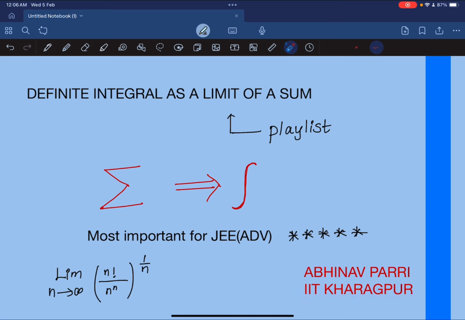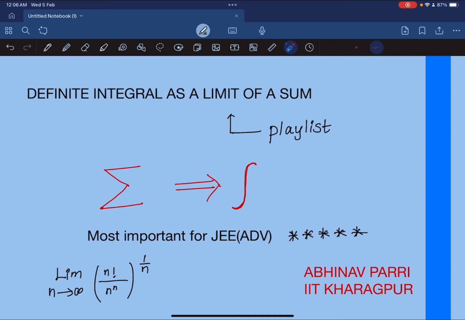And today we are going to discuss this concept, definite integral as a limit of a sum. So the plan is to understand the concept from the very basics and then solve a question based on this concept. This is a very important concept for your JEE Advanced. Every year you can expect a question from this topic on your Advanced exam in the mathematics section.